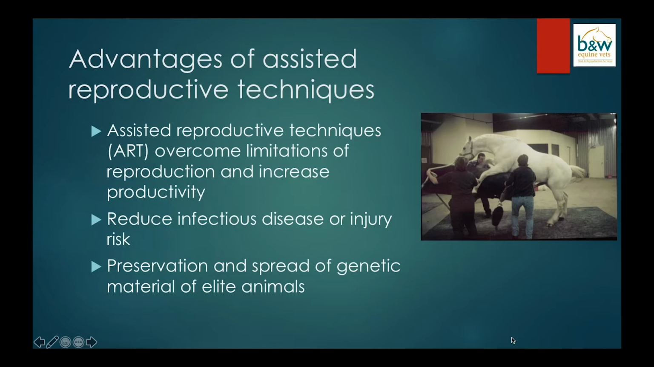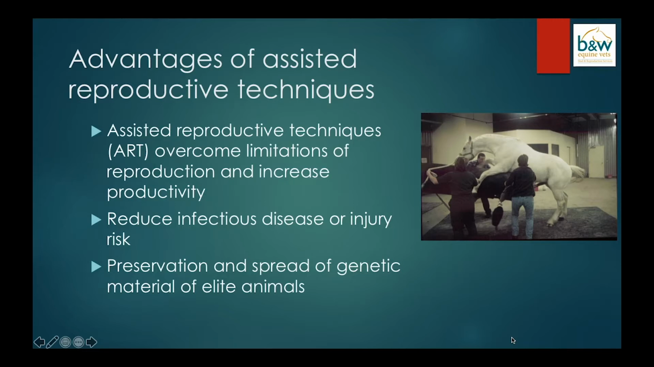Assisted reproductive techniques can also reduce infectious disease risks. Because we're removing the need for natural breeding, we reduce the risk of sexually transmitted diseases between animals, and can also reduce injury risk to both the animals themselves and also personnel dealing with them. So collecting a stallion off a phantom reduces the risk to that stallion and also to the personnel involved.